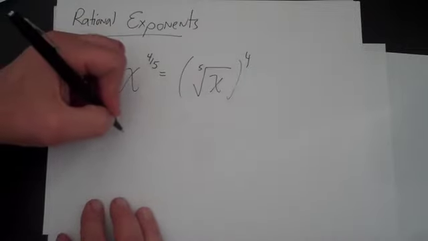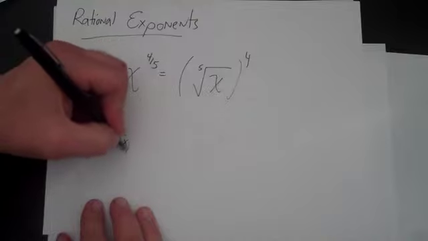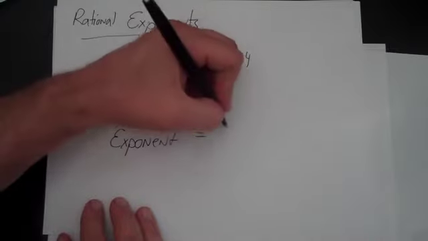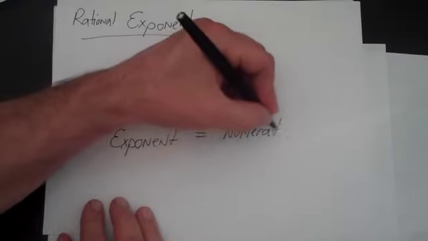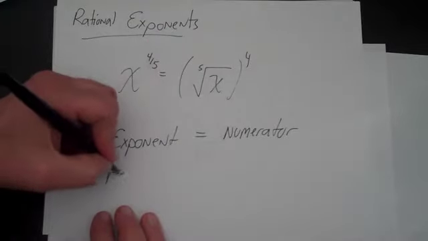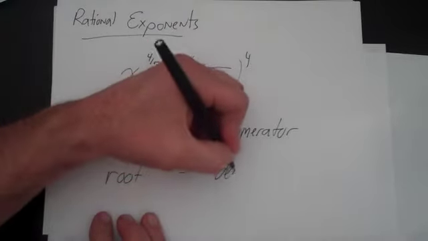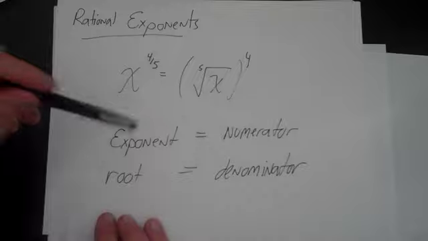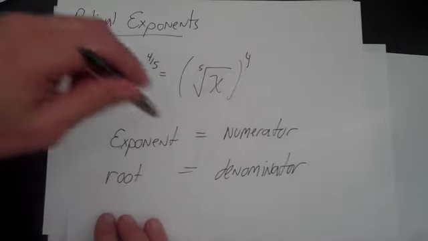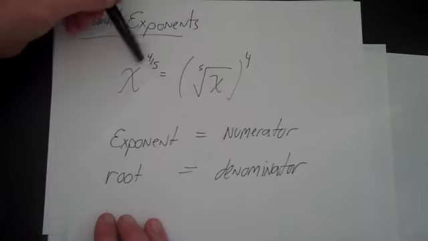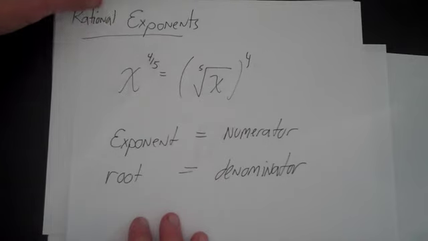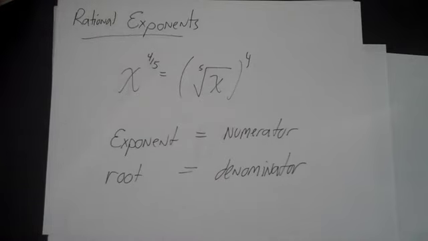So here's the thing to remember. The exponent is going to be the numerator, and the root is going to be the denominator. Numerator, exponent; denominator, root. Root, denominator; exponent, numerator. That's the key. X to the 4/5, the fifth root of x raised to the fourth power. So that's the definition of rational exponents. In the following videos, we'll do problems of each type.